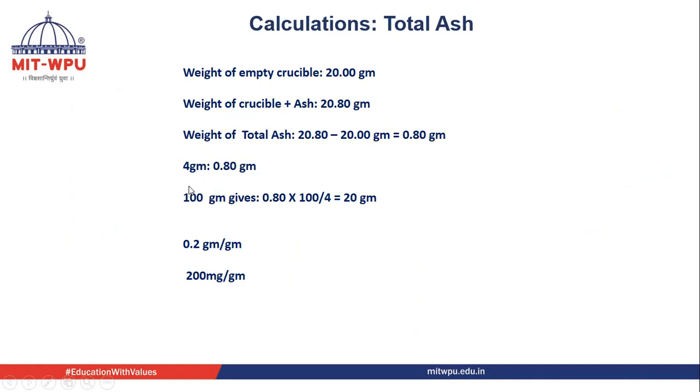So initially I had taken 4 gram of drug. This 4 gram of drug is giving me 0.80 gram of the ash. So my 100 gram will be giving 0.80 into 100 divided by 4 is equal to 20 gram. So ash value is expressed in milligram per gram of the dried compound. So it contains 20 milligram per gram of the total ash. By this way, we can determine the total ash.